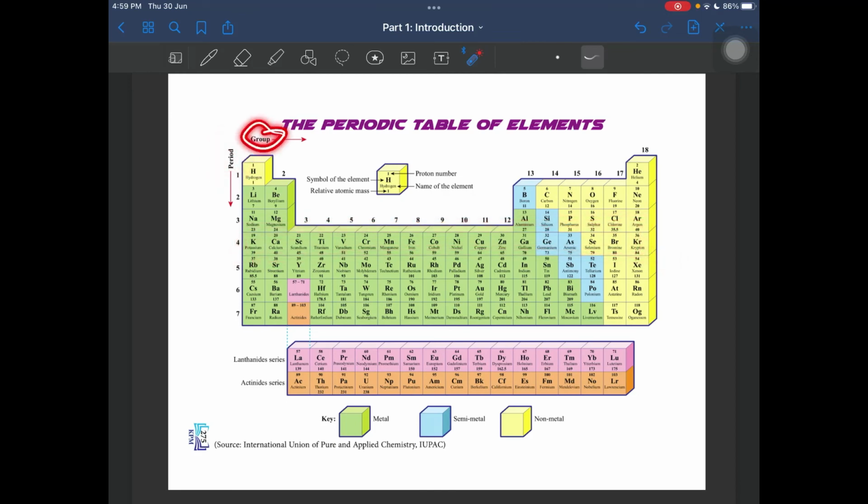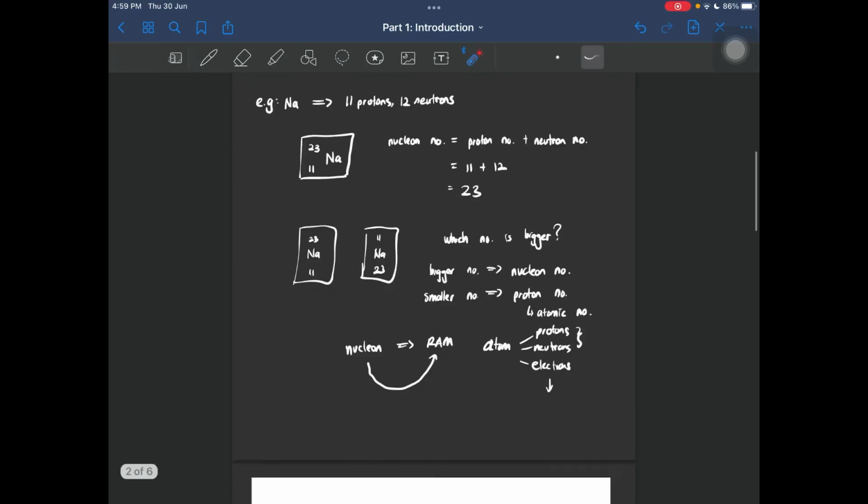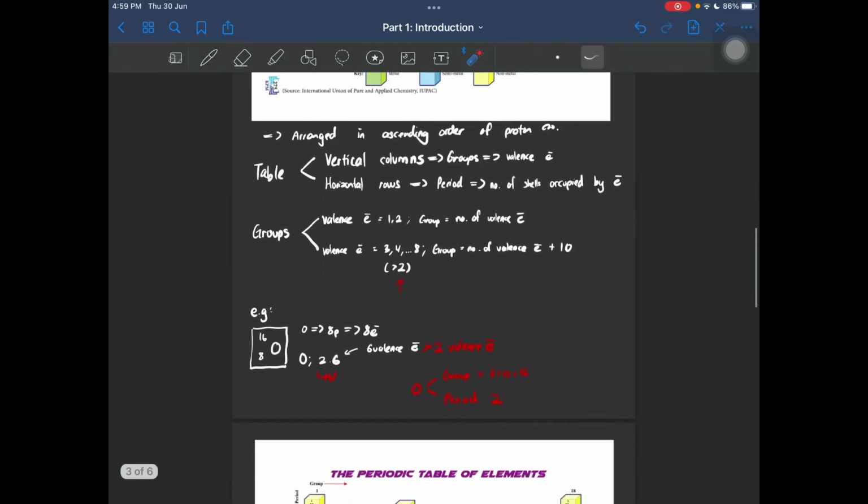And the group of the periodic table is determined by the valence electrons. However, if the valence electron is more than 2, then we have to add 10 to determine the group. And then the period is determined by the number of shells occupied by electrons, right? That is what we have learned. And we have also learned the history of the periodic table, which is what the 6 scientists proposed in the construction of the periodic table.